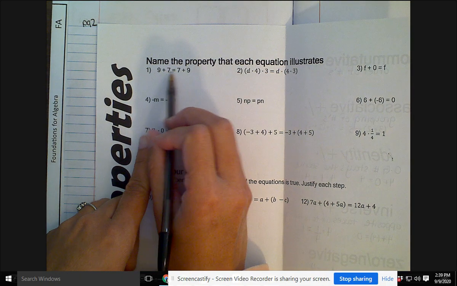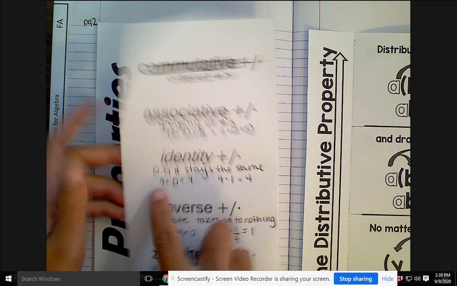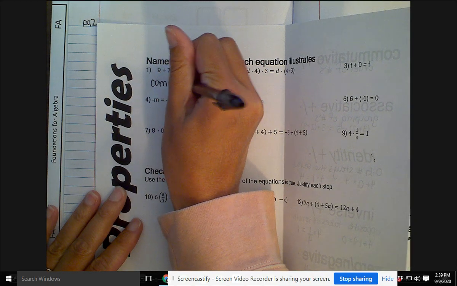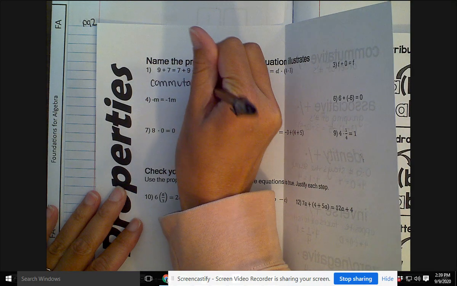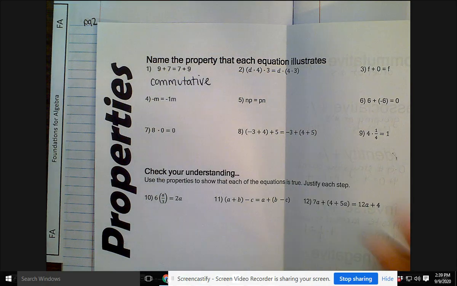So 9 plus 7, 7 plus 9, same numbers, just different order. When I'm reordering numbers, I'm the commutative property. Now, if you want to be fancy, you could say commutative property of addition, but it's fine, commutative.